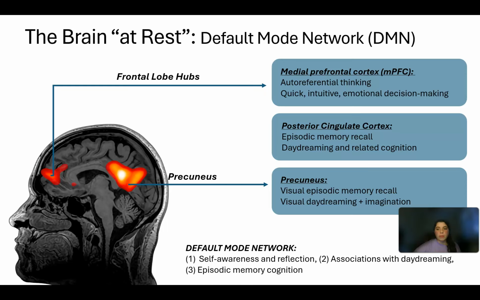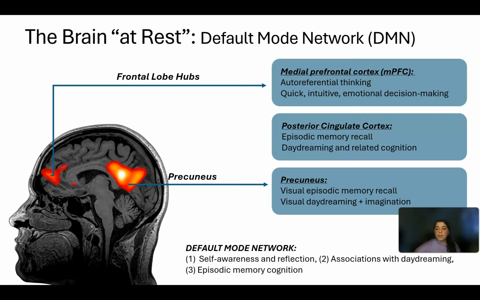This is especially important for autoreferential or self-referential thinking. And so in this case, you're going to be reflecting a lot on yourself, maybe aspects of your personality or the way that you think. You're also going to be thinking a lot about your day and how you specifically interacted with other people and events that happened throughout your day. And so one of the critical functions of the default mode network is self-awareness and self-reflection.